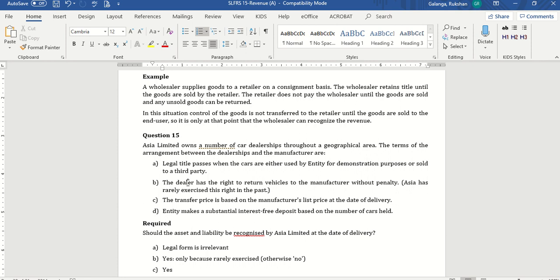The entity makes substantial interest-free deposits based on the number of cars held. Should the asset and liability be recognized by Asia Limited at the date of the delivery?